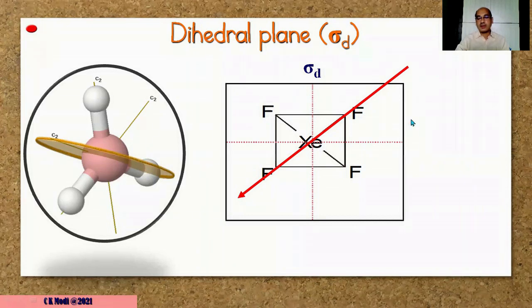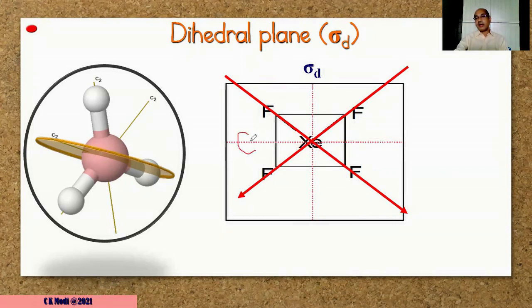Same way, another C2. This is C2. And if we rotate by 180 degrees, this fluorine comes over here and this fluorine comes over here. Both these fluorines interchange their positions. So this is also C2. The dotted line also reflects a C2.